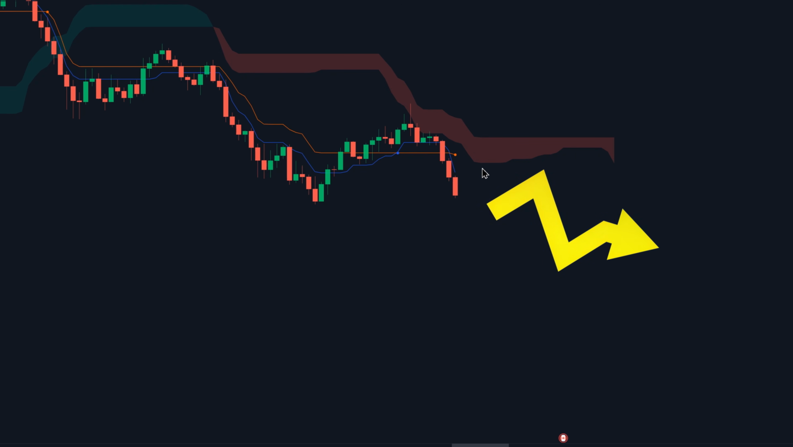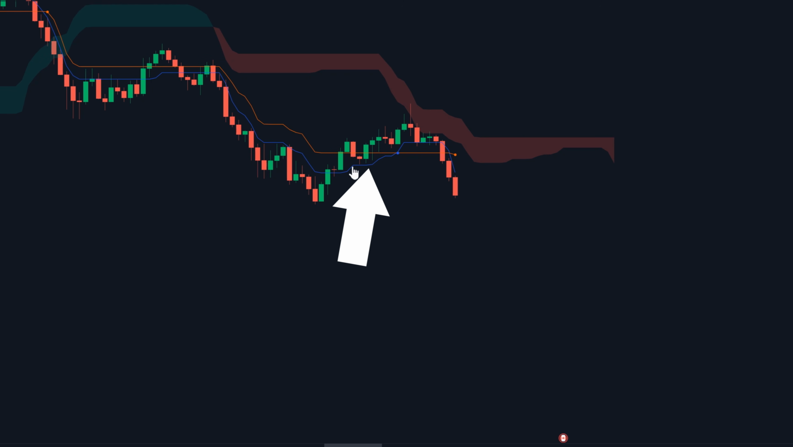Now, condition number 2 is we want a pullback to happen within this bearish trend. For that, we're going to be using the Tenkan-sen and the Kijun-sen lines. We need this blue Tenkan-sen line to cross above the orange Kijun-sen line to indicate the beginning of the pullback. And then later, the same blue line should cross back below the orange line like it did here to indicate the end of this pullback.